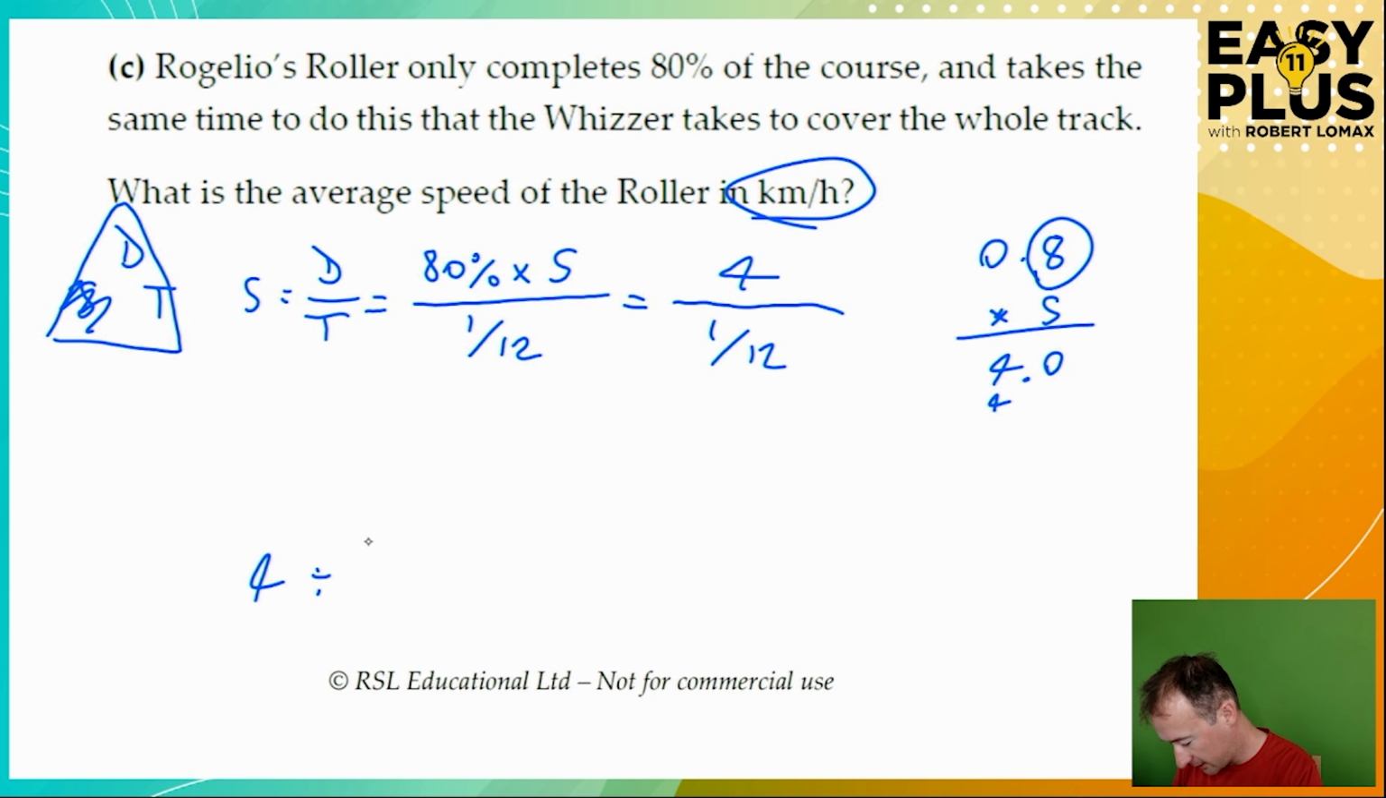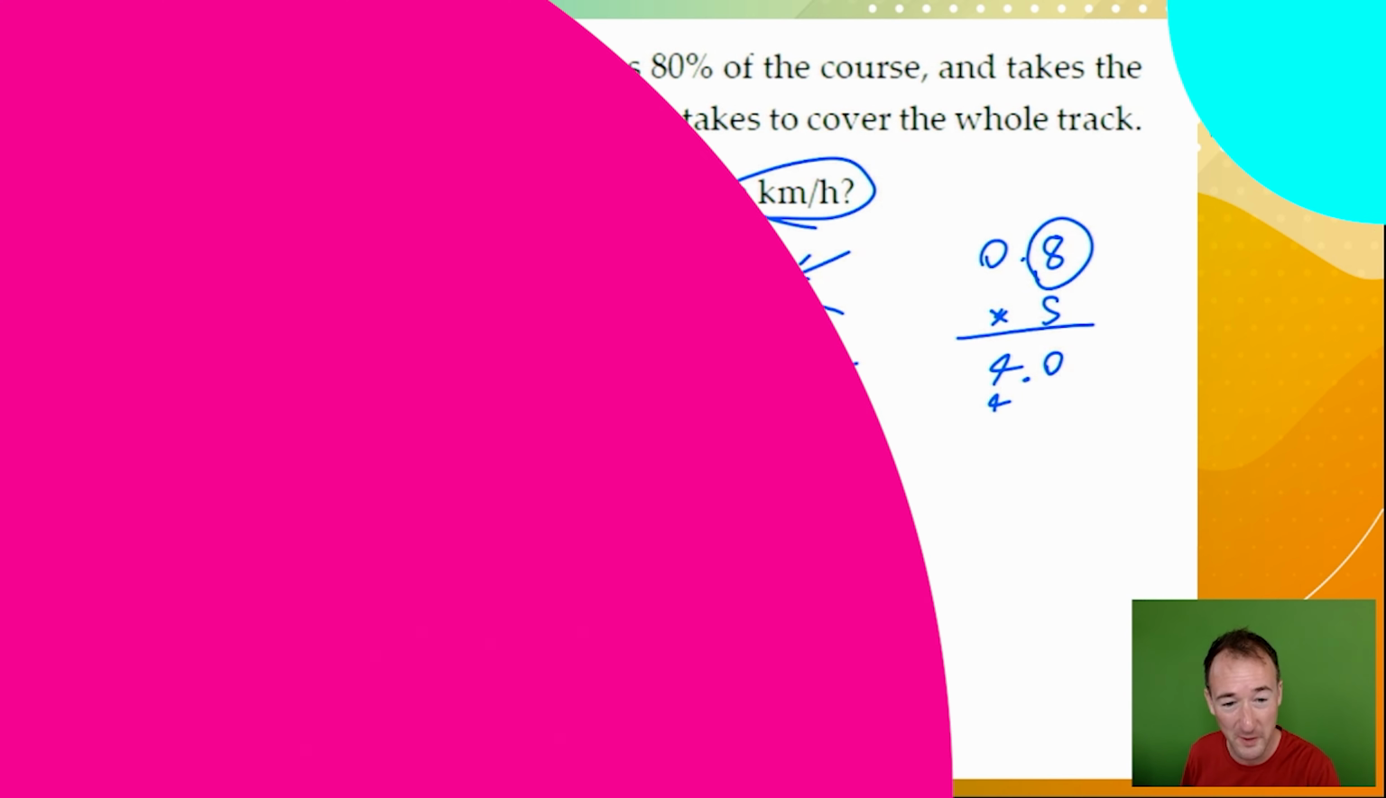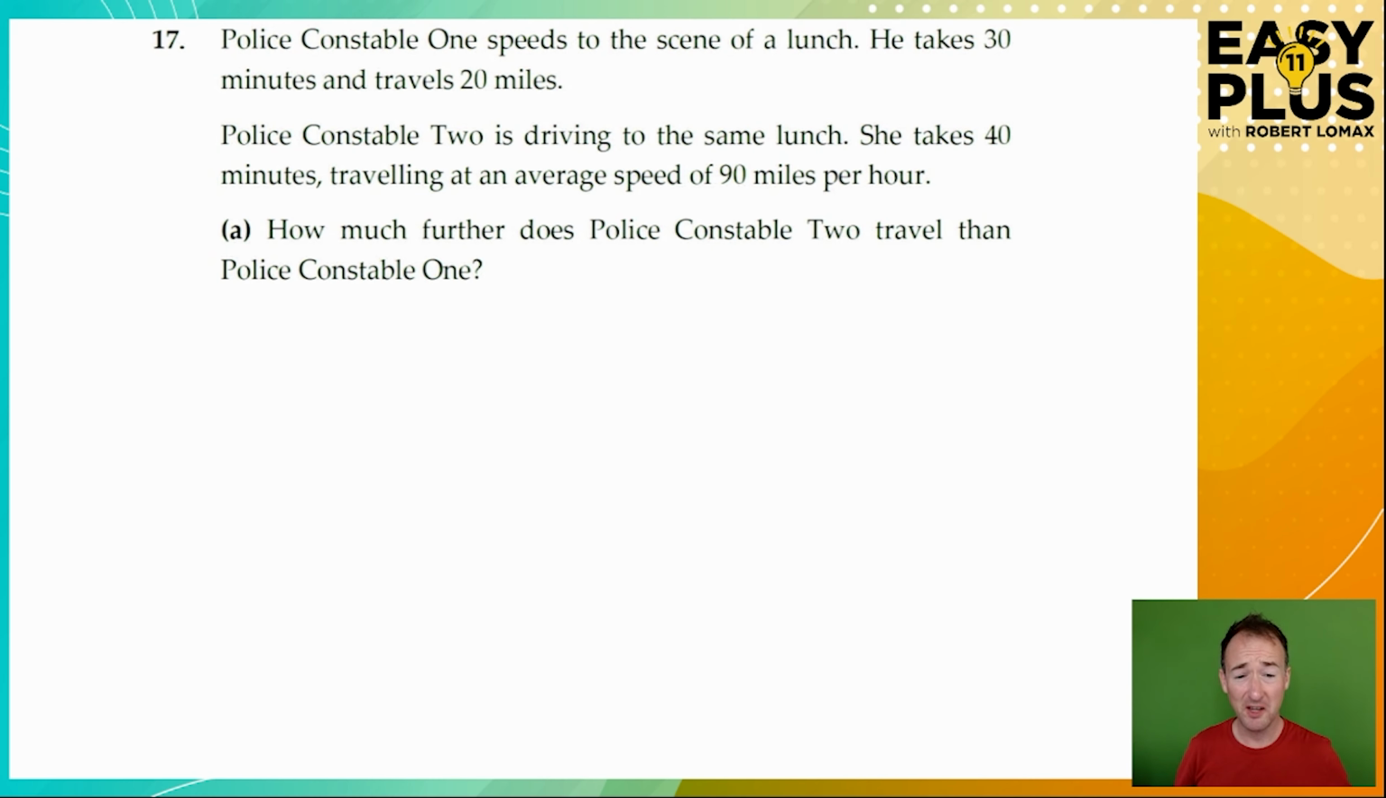4 divided by a 1/12 is the same as 4 times 12. Again, if it isn't clear why, look at my video on multiplying and dividing fractions, which is 48. The top value here is in kilometers, and this is in hours. So this is 48 kilometers per hour. Perhaps I could make my 8 a little bit clearer. There we go. This one may look complicated, but in fact we're just applying the same principles.